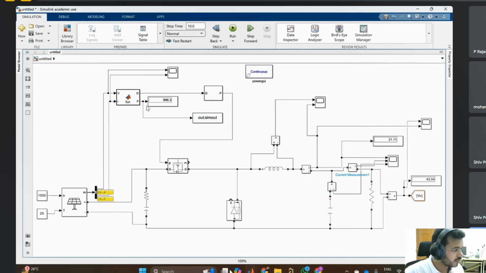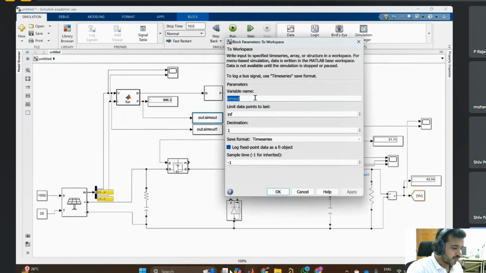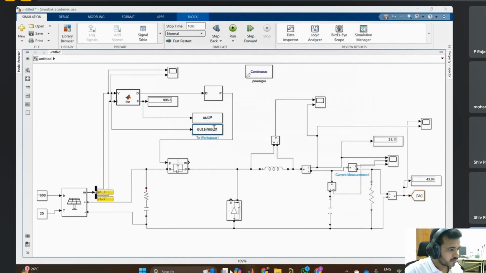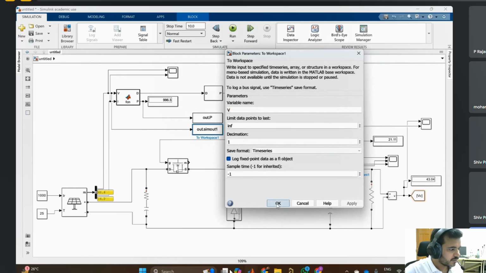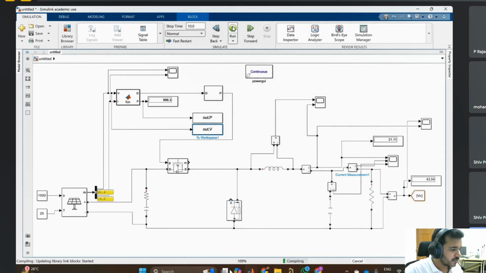But if you want to draw voltage versus current, voltage versus power, simply use these two workspace blocks, for power P and voltage V. Run this one. The same values will transfer to our workspace. In the workspace, you can plot your curve of voltage versus power, power versus voltage.